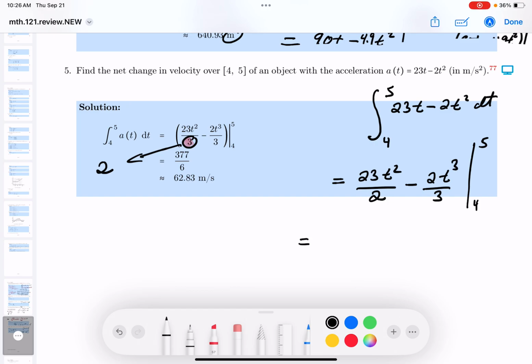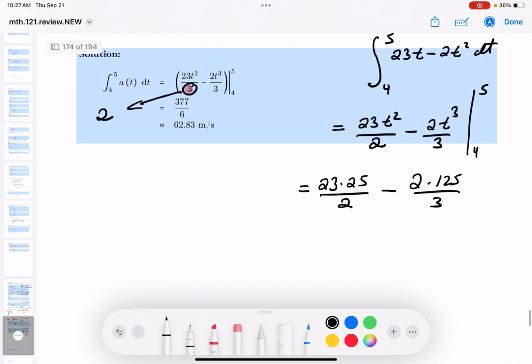And I'm going to say this arithmetic was easier than the prior problem. But still, if you find it tedious, use a calculator. I don't mind. 23 times 25 over 2 minus 2 times, well, 5 cubed is 125 over 3. Let's do the lower limit. That's going to be minus 23 times 16 over 2. And minus and minus now is plus 2 times 64 over 3.